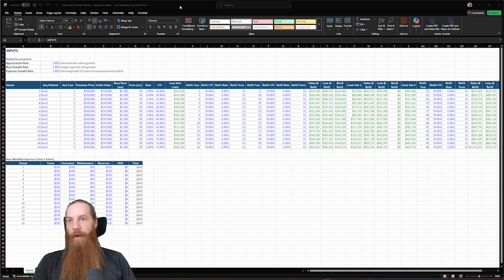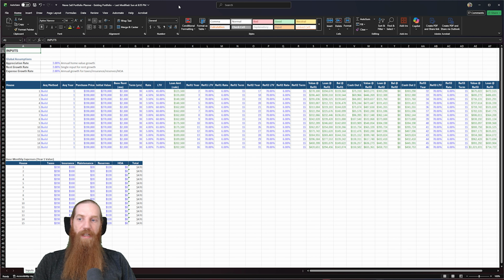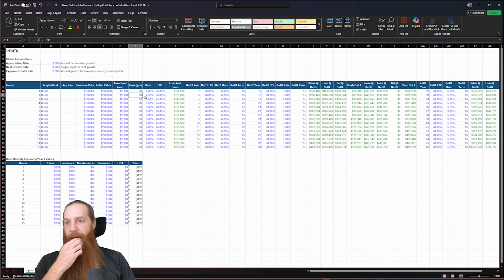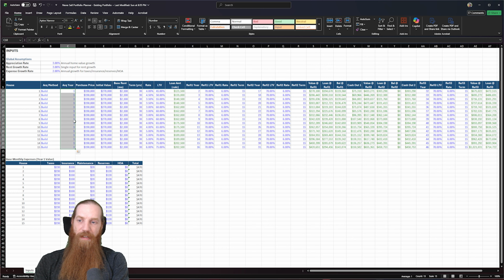Now, the last one I'm going to show you is an example of an existing portfolio. I kind of mentioned this earlier. If you're curious what an existing portfolio would look like, I'm using the same assumptions here. I'll have to explain this a little bit. So all of these homes, just for the purposes of this Excel spreadsheet, I put all the acquisition years as one, because you can't do negative years or anything.